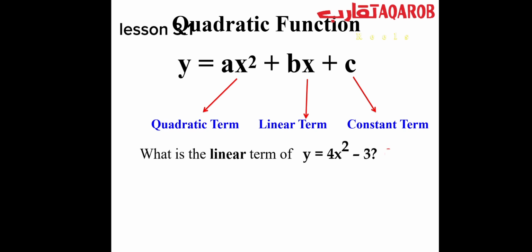Now, for example, what's the linear term of y equals 4x squared minus 3? As you can see here, since there is no x, which is actually the linear term, we can say that there is no linear term. The linear term here is 0.